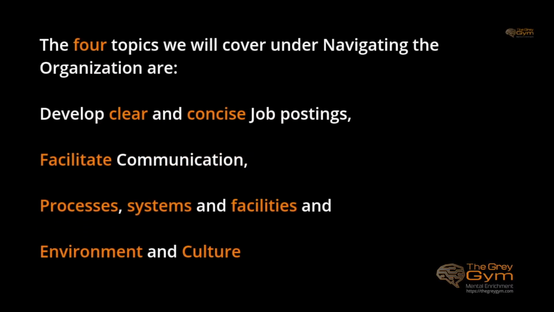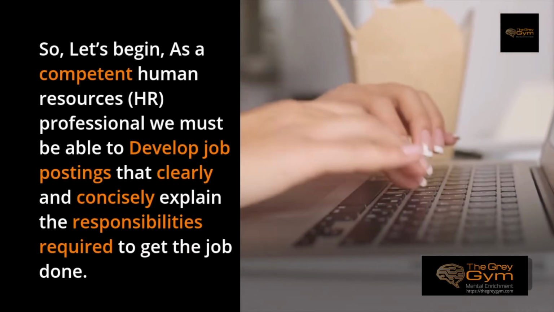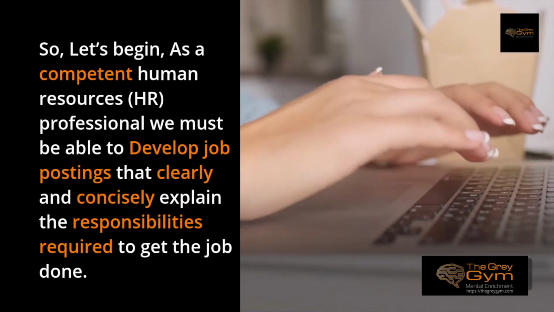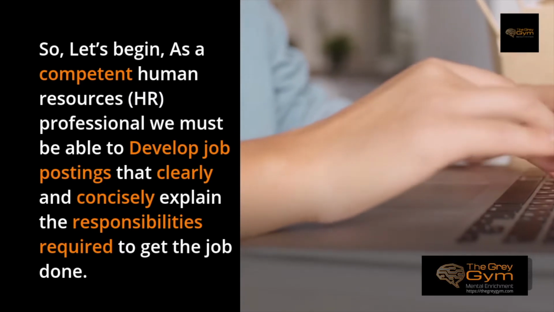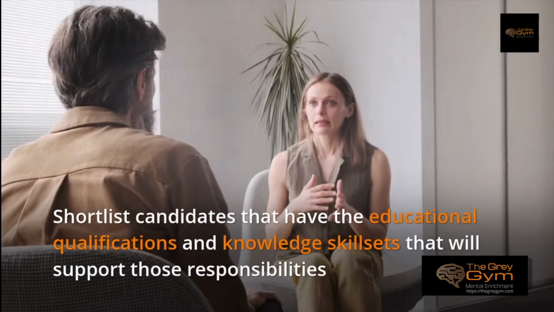The 4 topics we will cover under navigating the organization are: develop clear and concise job postings, facilitate communication, processes, systems and facilities, and environment and culture. So, let's begin. As a competent human resources (HR) professional, we must be able to develop job postings that clearly and concisely explain the responsibilities required to get the job done.